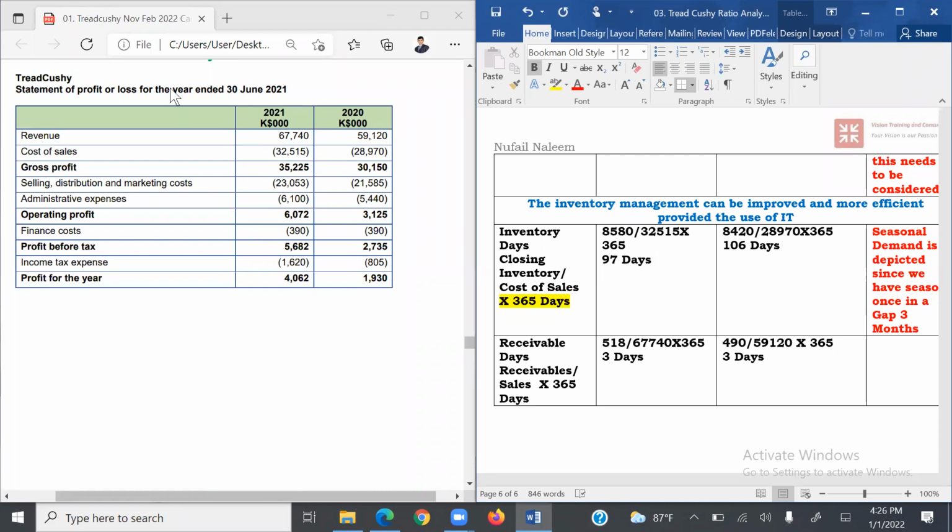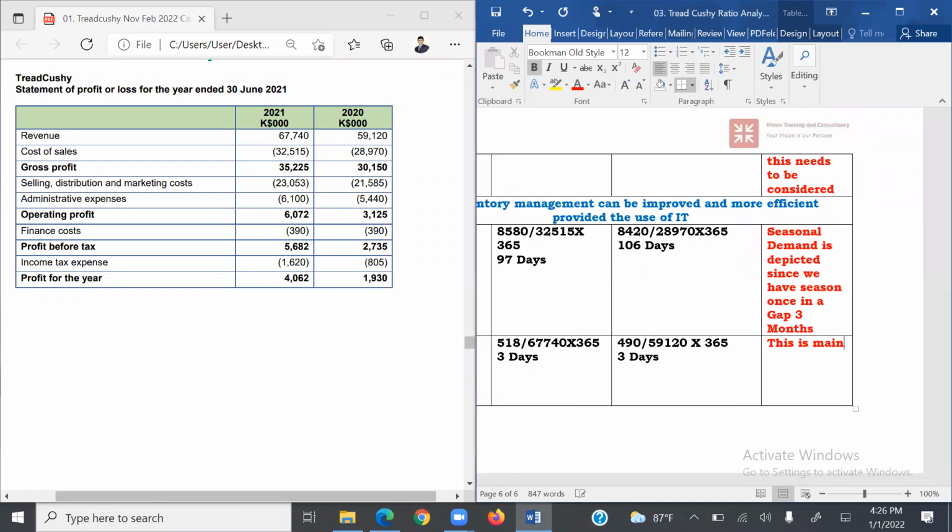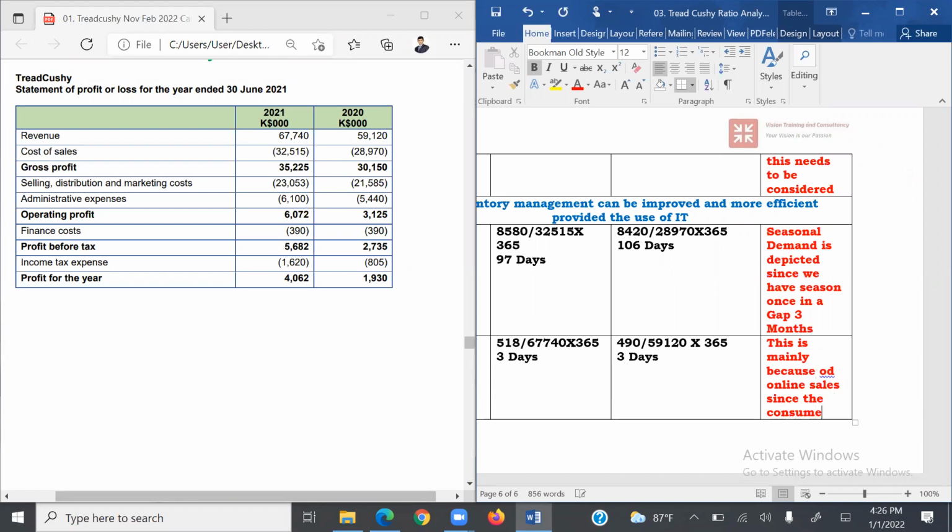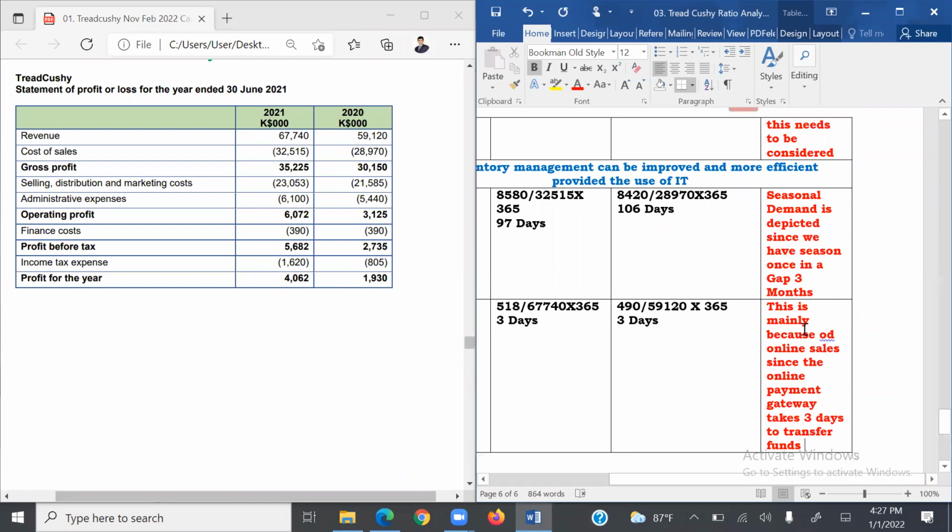So in this case, what we can write down, it's a very simple understanding. This is mainly because of online sales. Because of what, students? Online sales. Since the consumer takes 3 days, or I can say since the online payment gateway, because you won't get the money immediately. Gateway takes 3 days to transfer funds. Students, are you getting that understanding, students?